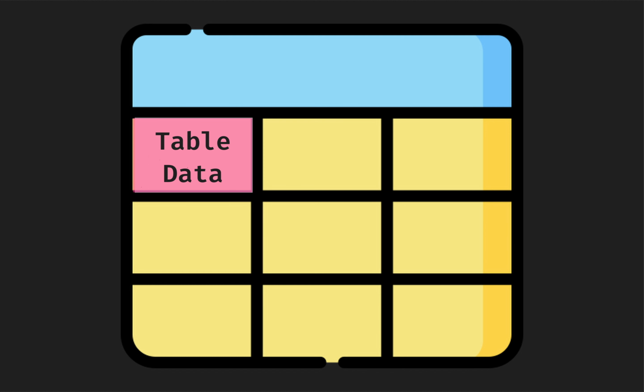In this example, we have 3 cells in a row. We're going to look at the code and how the code works together to display a table similar to this.